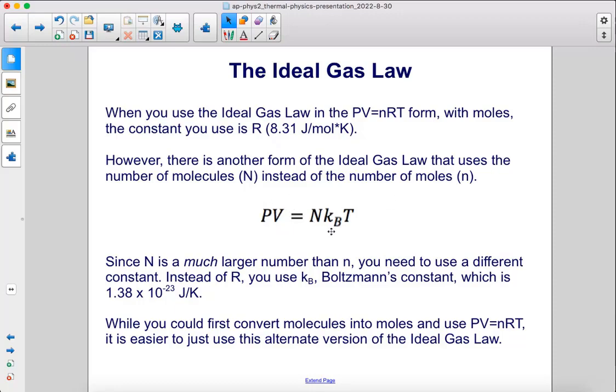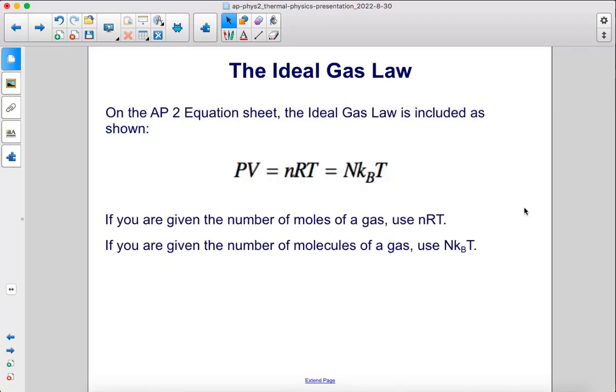PV equals NkT. Since capital N, the number of molecules, is much larger than lowercase n, the number of moles, you need to use a different constant. Instead of capital R, you use k sub B, the Boltzmann constant, which is 1.38 times 10 to the negative 23rd joules per Kelvin. While you could first convert the number of molecules into moles and then use PV equals nRT, it is easier to just use this alternate version of the ideal gas law.